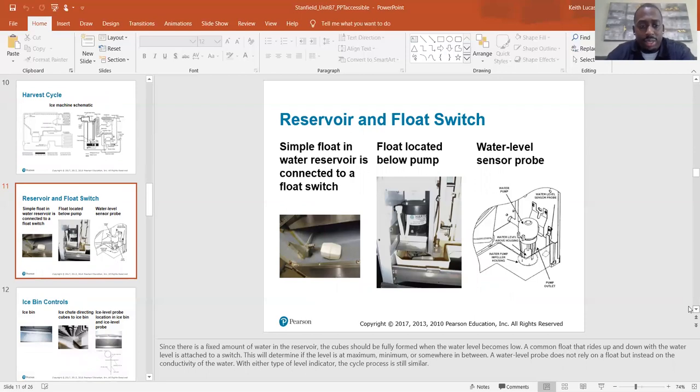Reservoir and float switch. Since there is a fixed amount of water in the reservoir, the cubes should be fully formed when the water level becomes low. A common float that rides up and down with the water level is attached to a switch. This will determine if the level is at maximum, minimum, or somewhere in between. A water level probe does not rely on a float, but instead on the conductivity of the water. With either type of indicator, the cycle process is still similar.